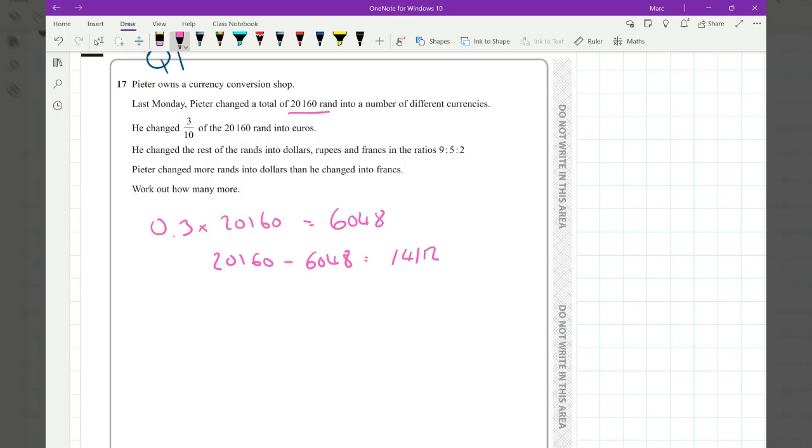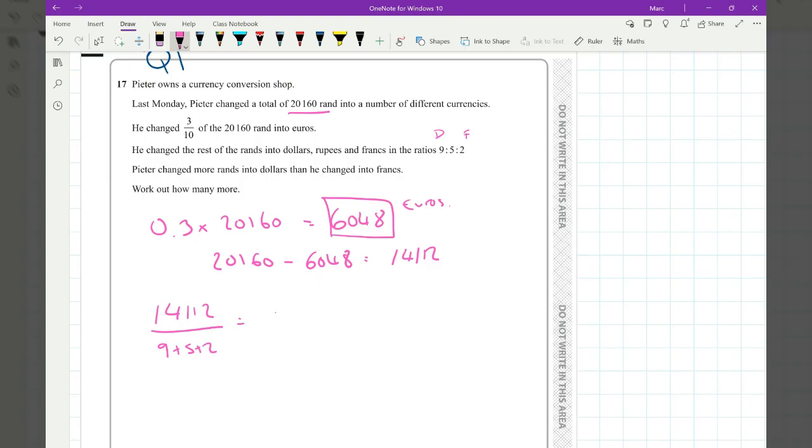Peter changed more rands into dollars than he changed into francs. How many more? So that's how many he changed into rands, or from rands into euros. Dollars and francs, that's dollars, that's francs. So actually I don't need to do too much? I don't. So one share, 14,112 divided by 9 plus 5 plus 2. And that's how we would start to share in a given ratio. So that's 16. Divide by 16.